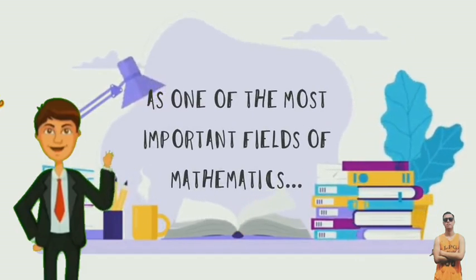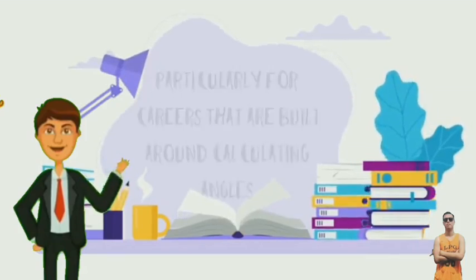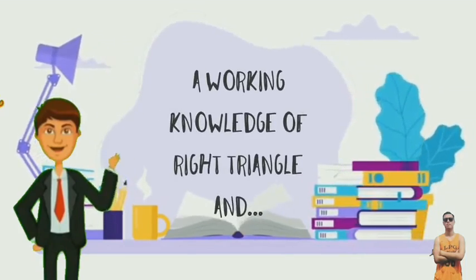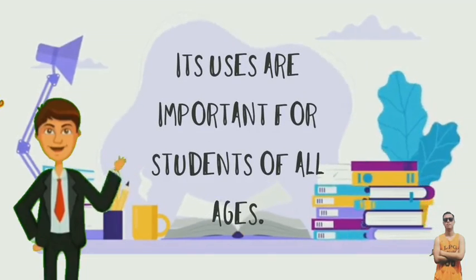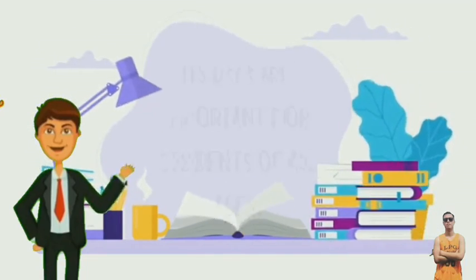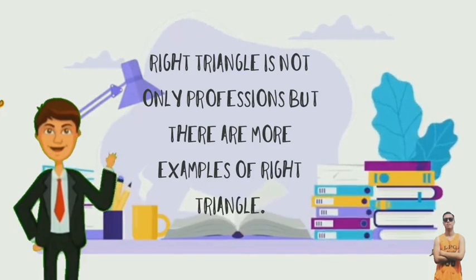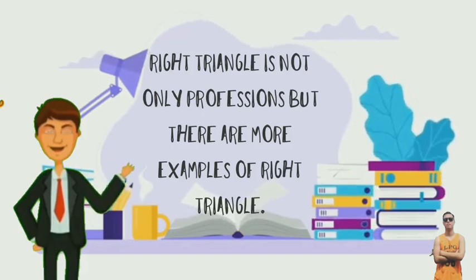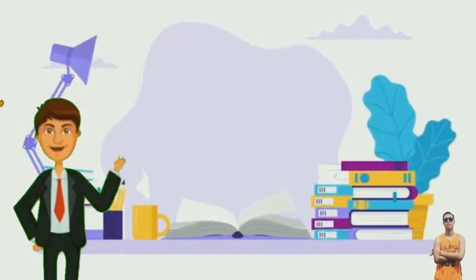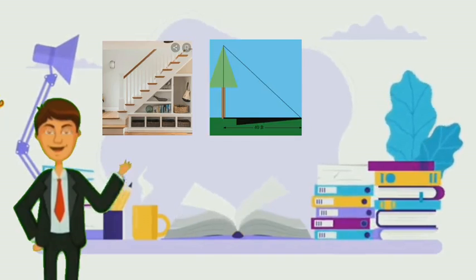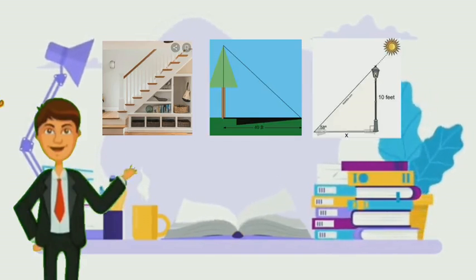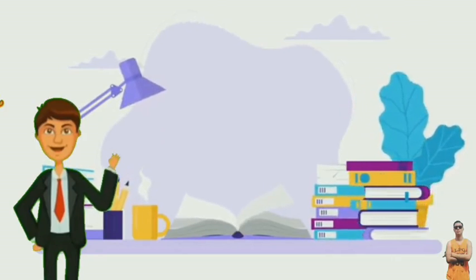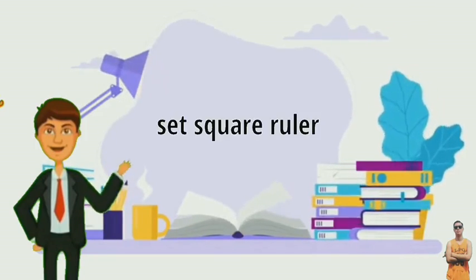As one of the most important fields of mathematics, particularly for careers that are built around calculating angles, knowledge of the right triangle and its uses is important for students of all ages. The right triangle is not only used in professions, but there are more examples of right triangles. These examples can usually be seen around us, like staircases, the shadow of a tree or a post, the foot of a bridge, and many more. There are also right-triangle-shaped things that are useful for students, such as the set square ruler.